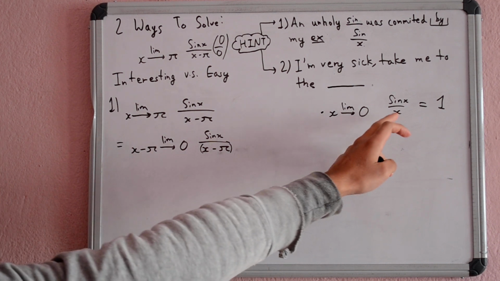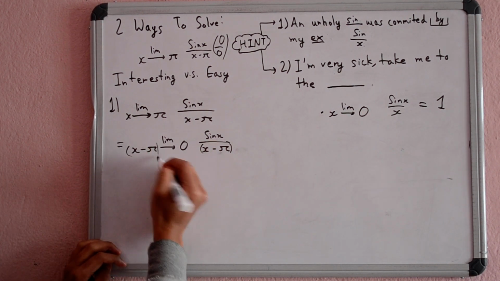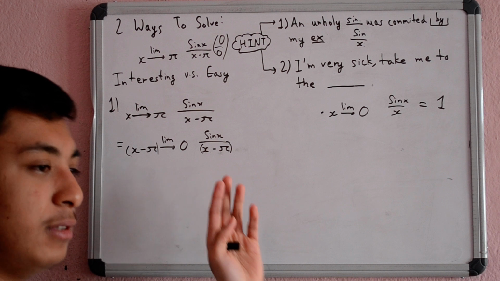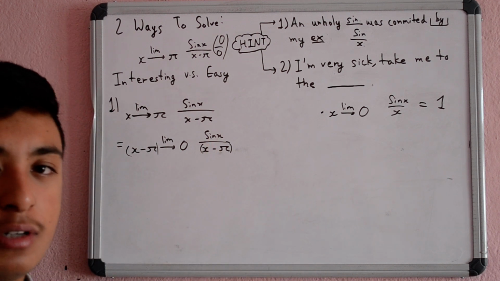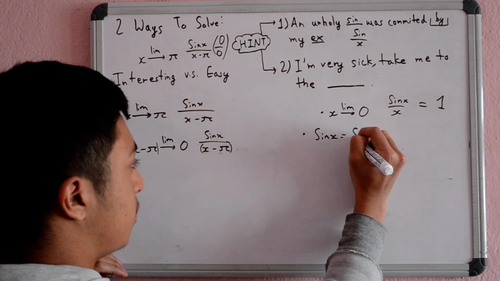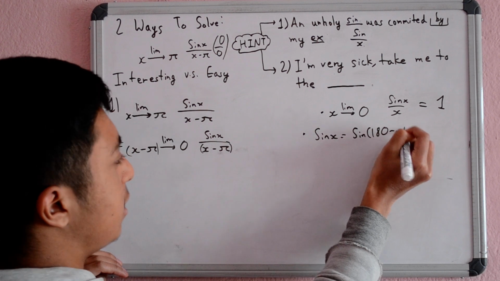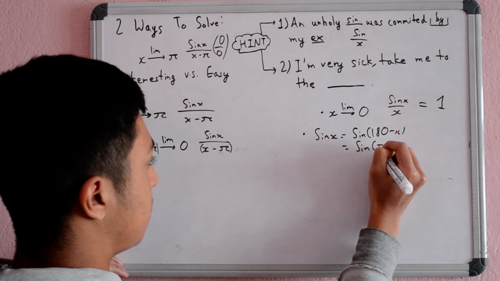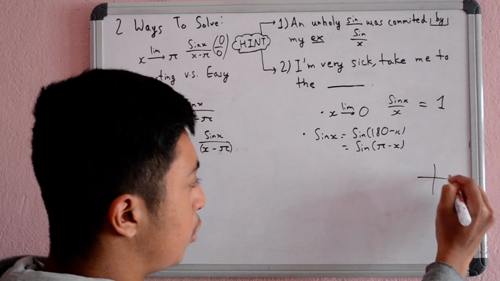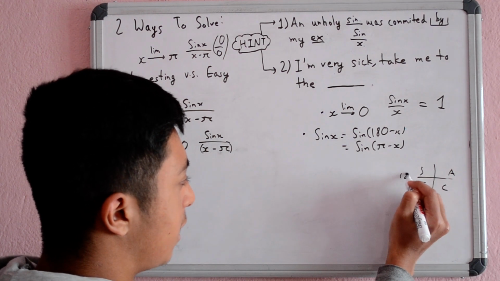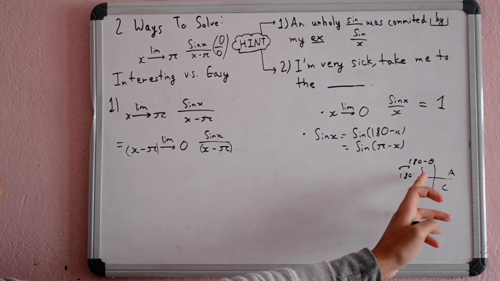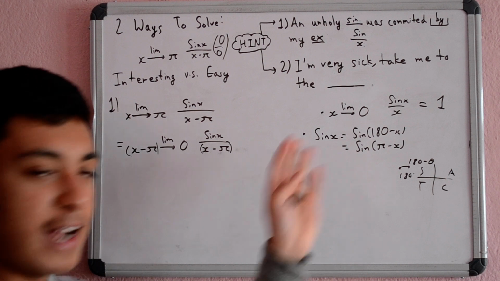Now we can see we have the bottom half over here, x minus pi limit 0, and we have x minus pi in the bottom. But all we need is sine of x minus pi above. But we have to introduce pi. Can we do that? Well, in fact, yes. You have to know that sine x is equal to sine of 180 minus x, and simply sine 180 is just sine pi minus x. You can use the CAST rule. This is 180 minus theta, and here sine is positive.